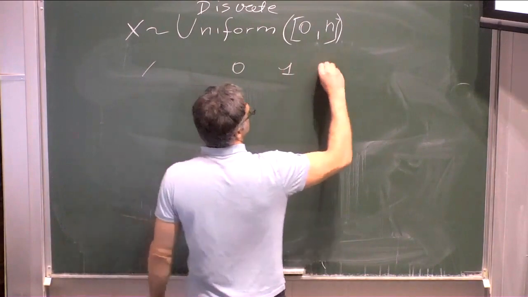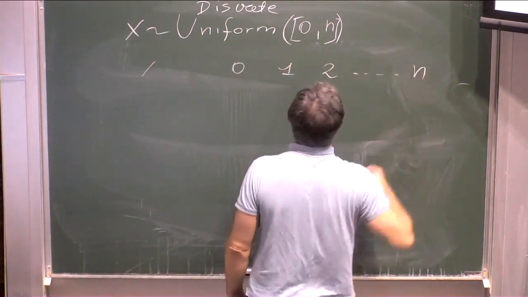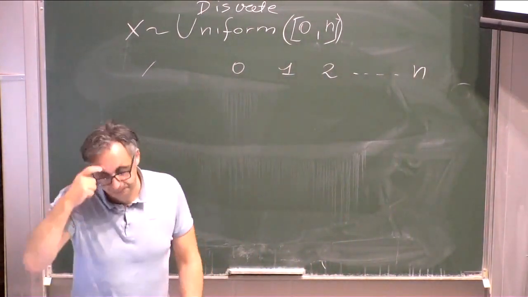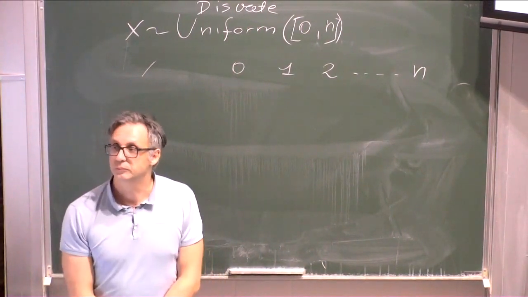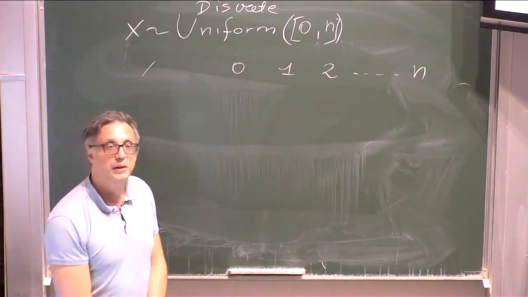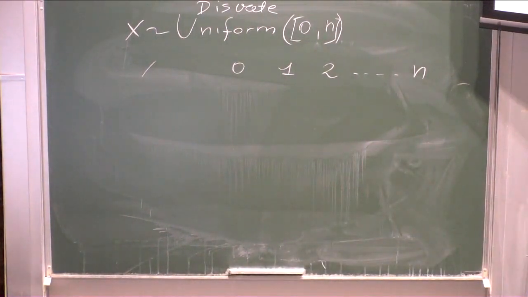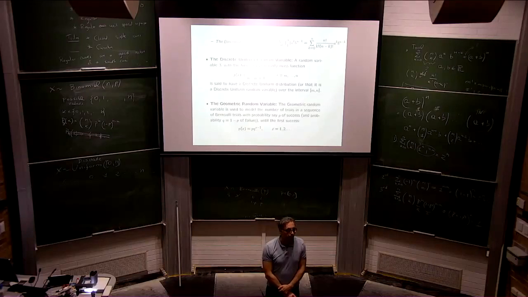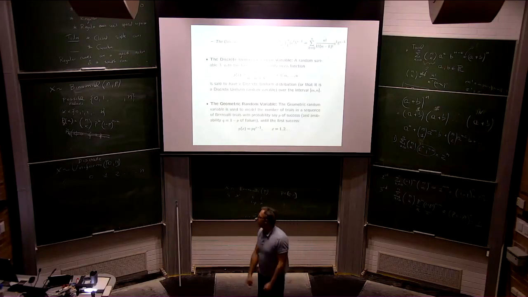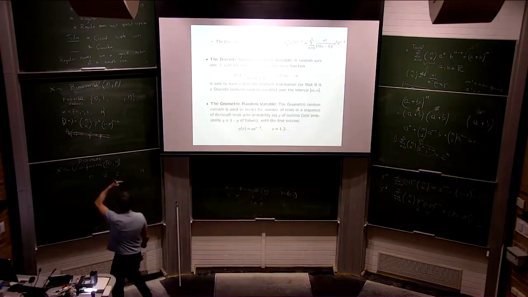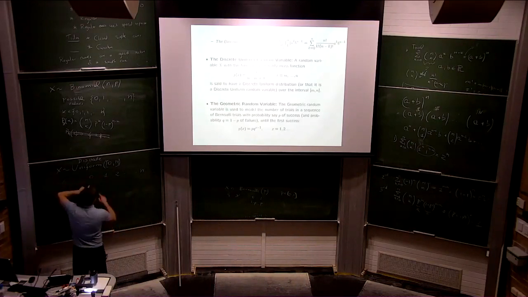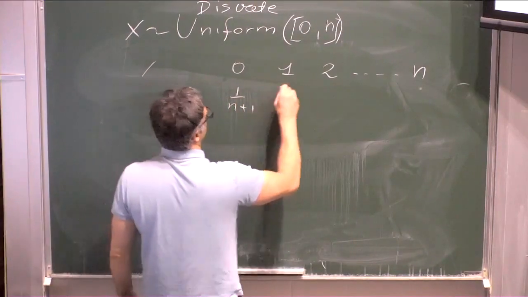Possible values are these. What are the probabilities? I need to give the same probability to each of them. Whatever plus one. Exactly. So I need to count 0, 1, 2, 3, 4, n plus 1 objects, 1 over n plus 1.